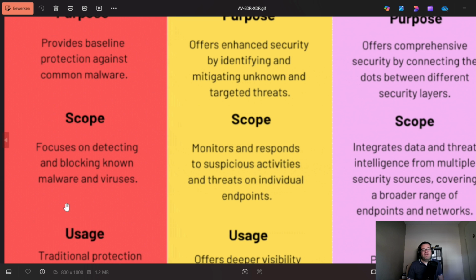The scope of an AV, of course, is blocking and detecting malware and viruses, quite to the point. EDR monitors and responds to suspicious activities and threats on individual endpoints, so really only a laptop, for instance. And XDR is a broader range of endpoints and networks. This could also be monitoring a network switch and seeing what kind of connections go through it.